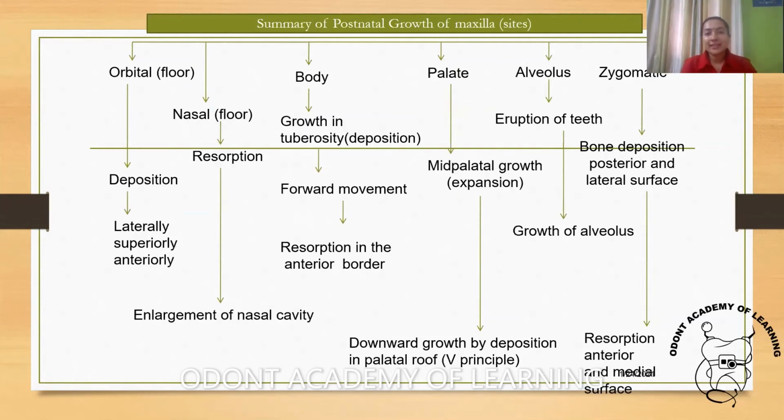The next site where growth occurs is your alveolus. Alveolus, simple: when the teeth erupt, there will be growth in the alveolar region, right? Next is the zygomatic region. Bone deposits posteriorly and on the lateral surface, and resorption occurs on the anterior and medial surface. If this is your zygomatic bone, you will visualize where the deposition is occurring and where the resorption is occurring, so that the maxilla can grow forward and downwards.